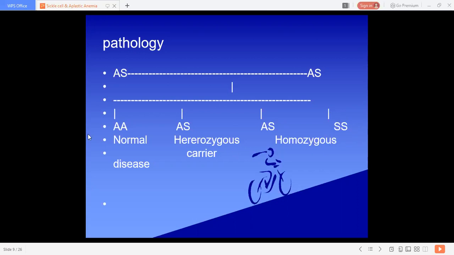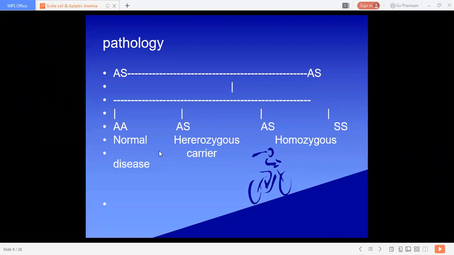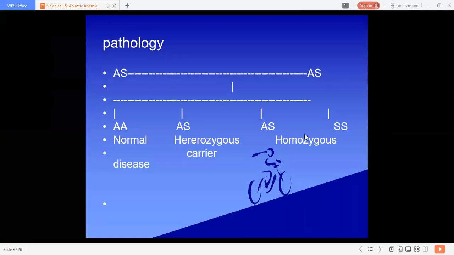So these are the four possibilities for the offspring. The offspring may be of genotype AA, AS, or SS. AA, they are normal. AS, they are the heterozygous carriers, and SS, they are the homozygous.